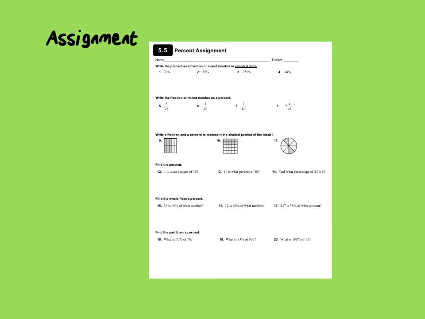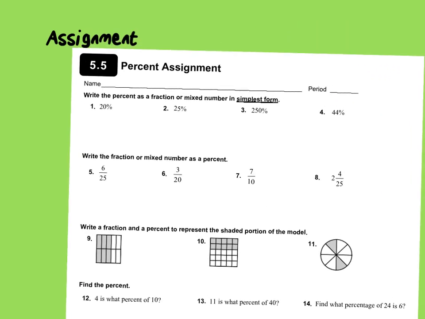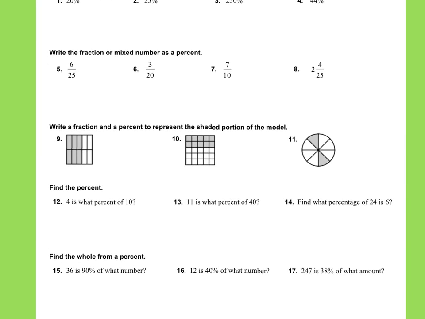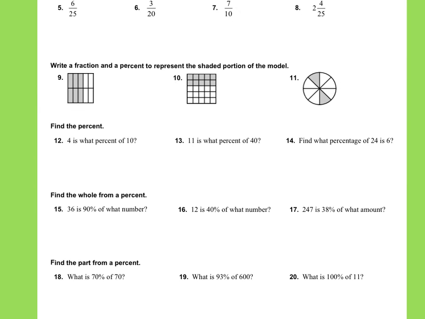All right, so I'm looking at your assignment here, and the 1 through 4 is just like what was on the practice. Same with 5 through 8. Number 9 through 11, we're taking you a blast from the past, guys. We're taking you back to like 2nd and 3rd grade, where it wants you to write a fraction and a percent. So guys, remember, I'll do number 9 for you.